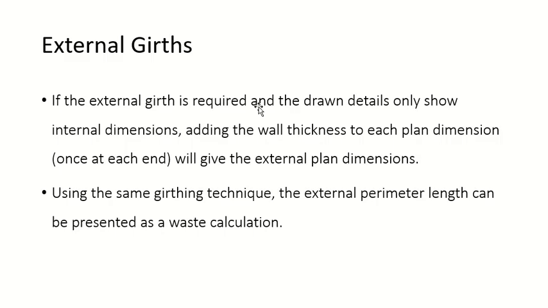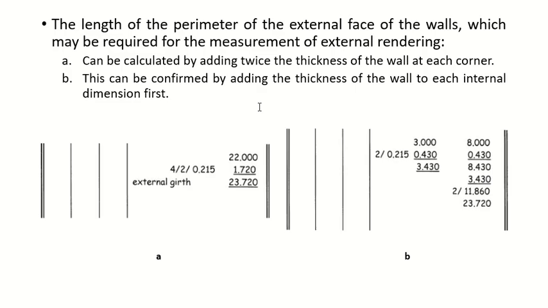So the main difference between the internal girth and the external girth is the thickness of the wall, and obviously you will add it at each end, right? One thickness here, one thickness on the other end. This is the only difference between the external and the internal girth. And again, like I showed, you have to show the calculation of external girth, or external perimeter, and the waste calculations. There are two ways in which you can calculate the external girth. You should be getting the same value, obviously, but there are just different methods of calculating it.